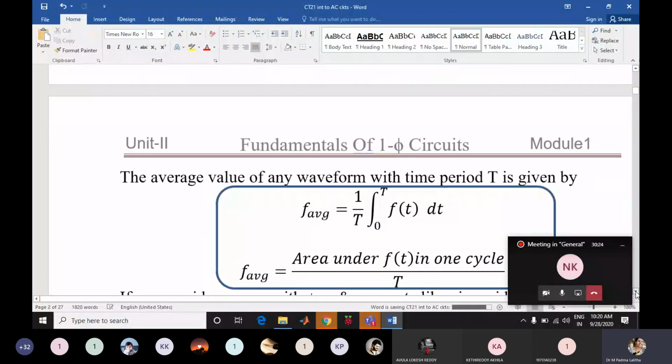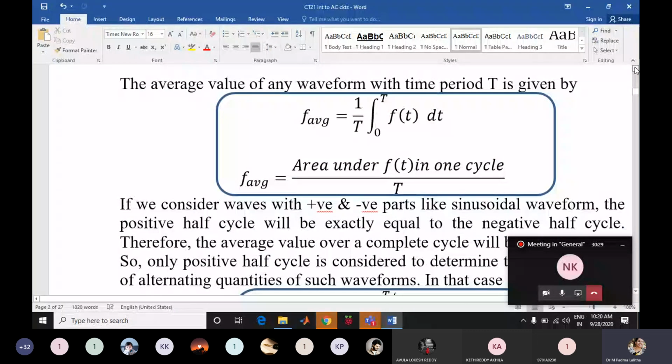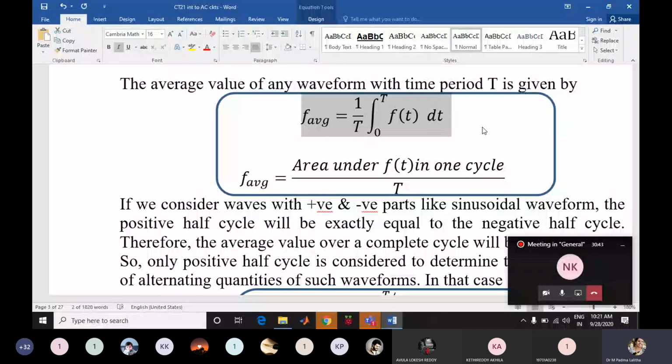This is the expression: the average value of any waveform with a time period tau is given by f average equals 1 by tau integral 0 to tau f of t dt. So for any function f of t which has a time period tau, the average value is represented by f average.